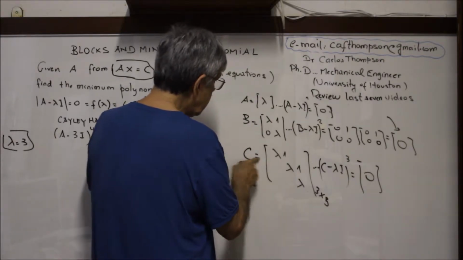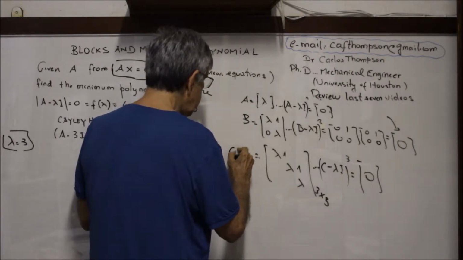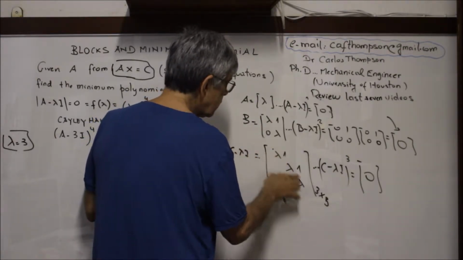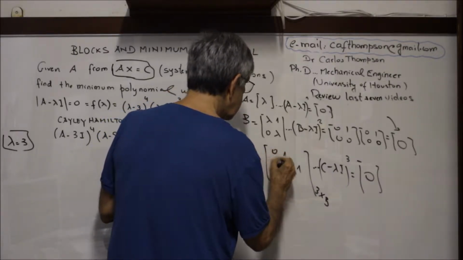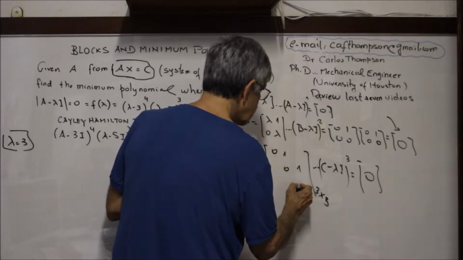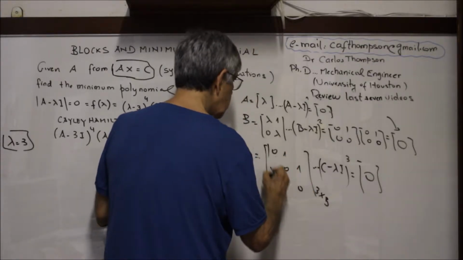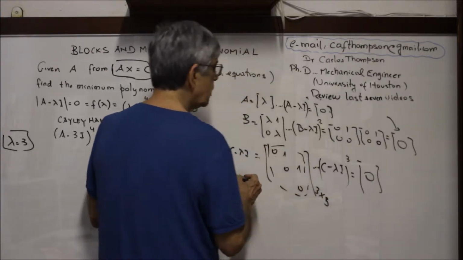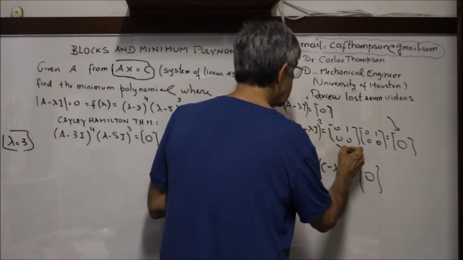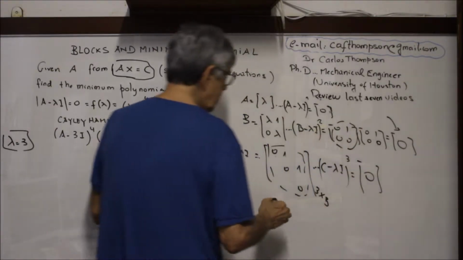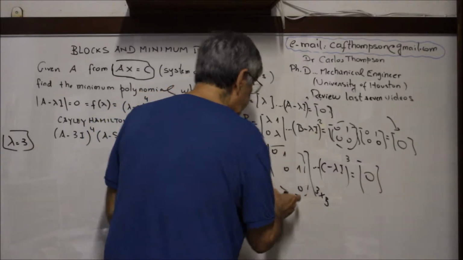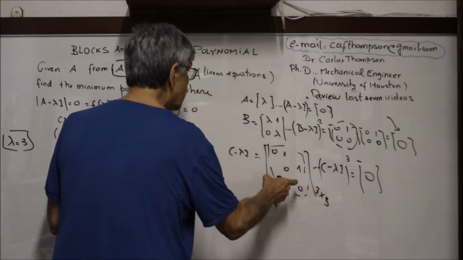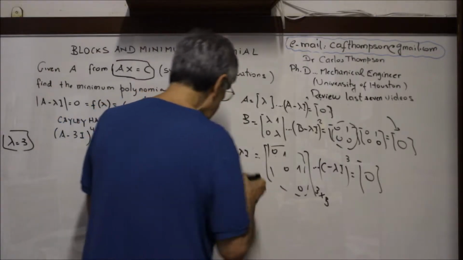So if we see C minus lambda I, this is 0, 0, 0. This is 0, 0, 0. This is 0, 0, 0. That's one block. Likewise, this is one block. Now, this block times this block times this block is 0, although individually each factor is different from 0.